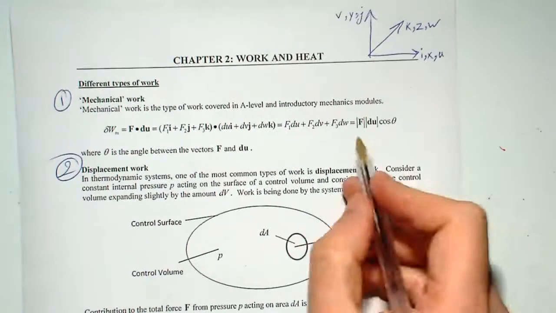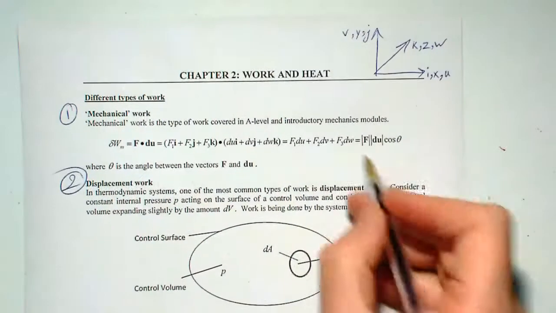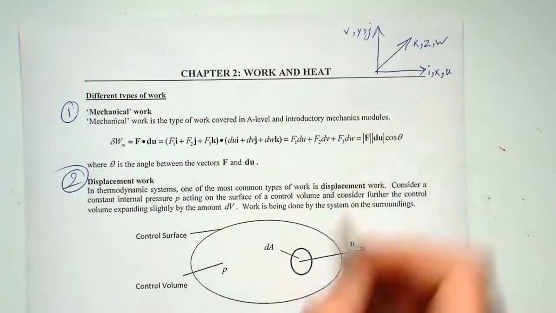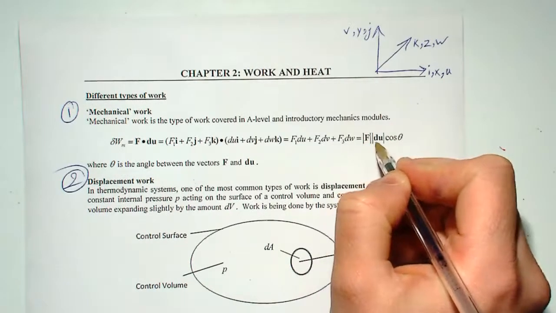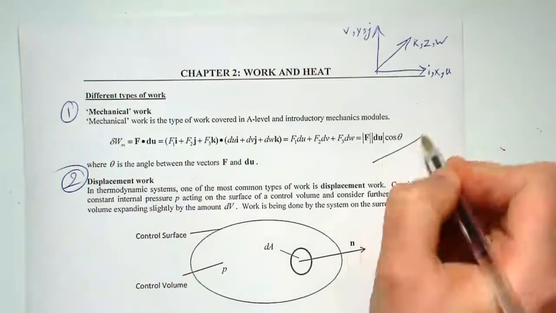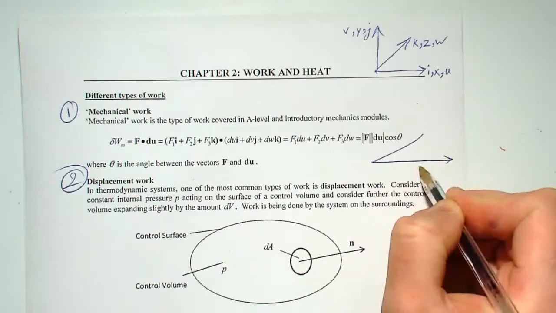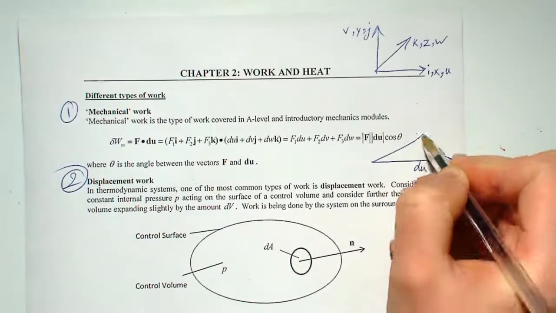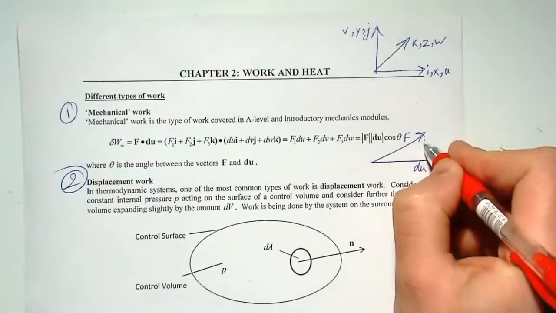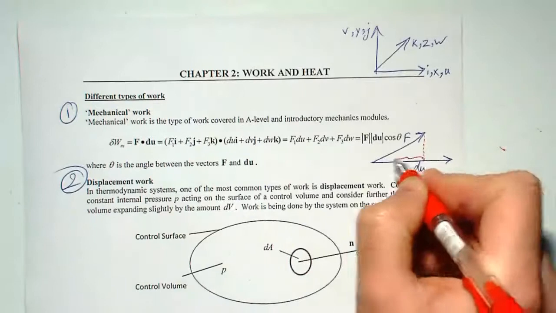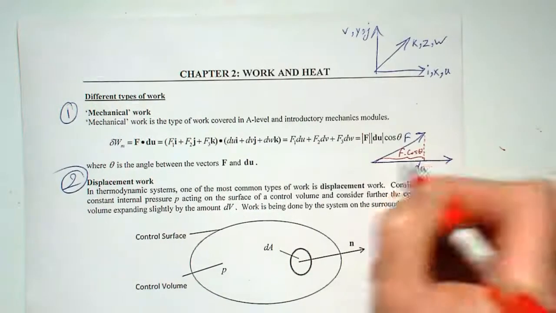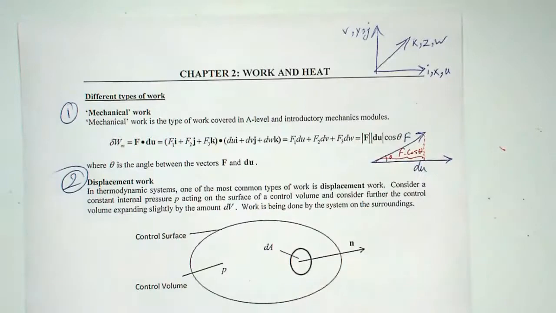And of course, when you do the dot product, this is not absolute value. This represents magnitude. So it's the magnitude of force times the magnitude of displacement times cosine theta. And if you want to see this graphically, if this is your du and this is your force vector, then that component here is really f times cosine theta, if this is theta, the angle.